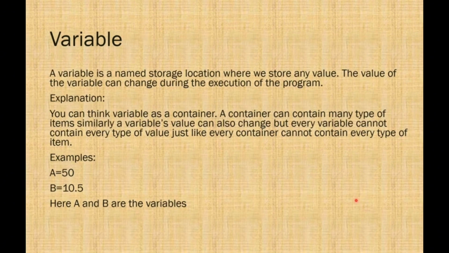So again, what is a variable? A variable is a named storage location where we store any value. The value of a variable can change during the execution of the program. Similarly, you can see the explanation. You can think of a variable as a container. A container can contain many types of items. Similarly, a variable's value can also change, but every variable cannot contain every type of value, just like every container cannot contain every type of item. Example, A is equal to 50, B is equal to 10.5. Here A and B are the variables.